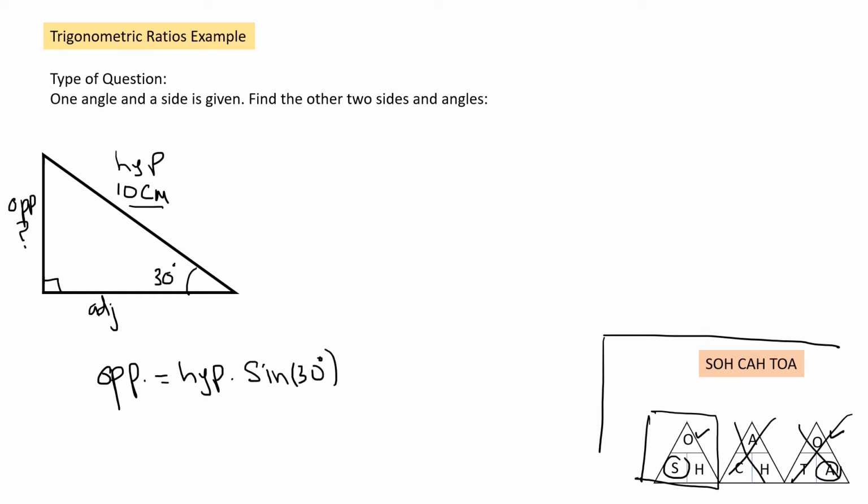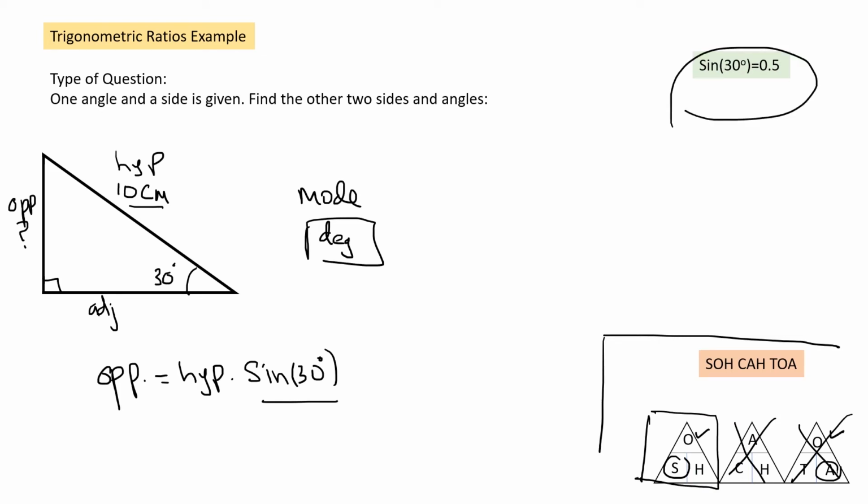So we need to find what sine 30 is, right? You can use your calculator, and make sure your calculator is in degree mode. If you type sine 30, then you will get 0.5. Sine 30 is equal to 0.5. Hypotenuse is 10 centimeters times sine 30, which is 0.5, therefore 5 centimeters. So the opposite is equal to 5 centimeters. Let's go to the second question.